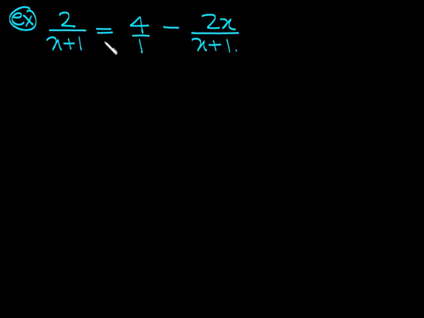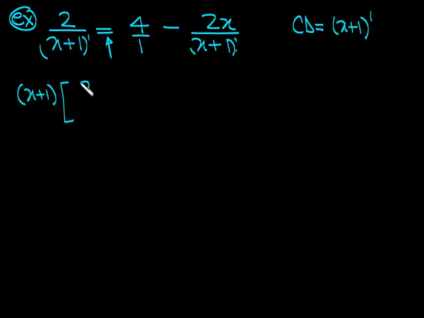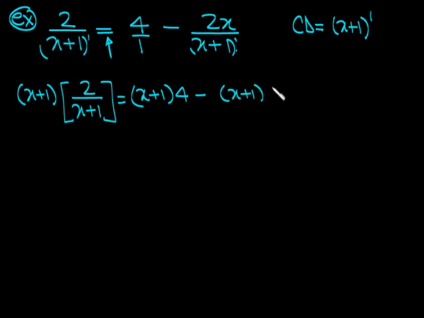But I still have fractions and an equality, so my goal is to get rid of the fractions. So let's find the common denominator. You don't have to factor anything. I only have one factor, x plus 1. The highest power is 1, the highest power is 1, so just get 1. So let's multiply each term by (x plus 1). So we get this is equal to, we get (x plus 1) times 4 minus (x plus 1) times 2x over (x plus 1).